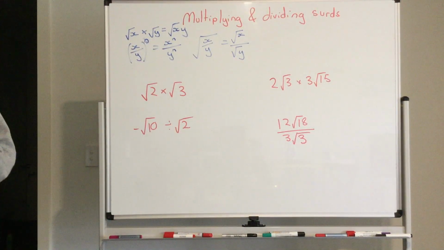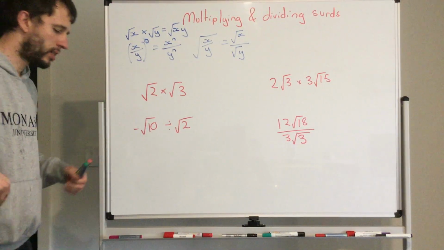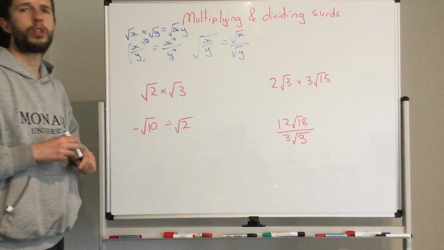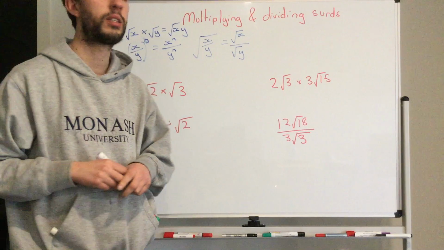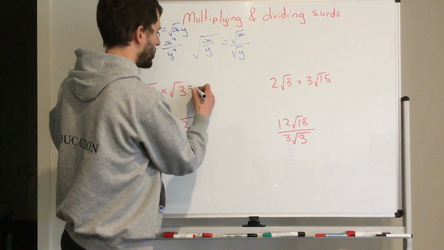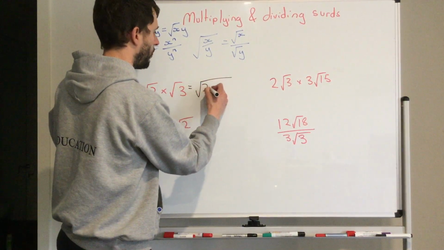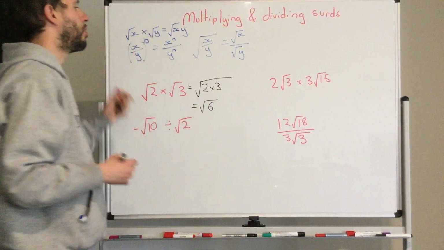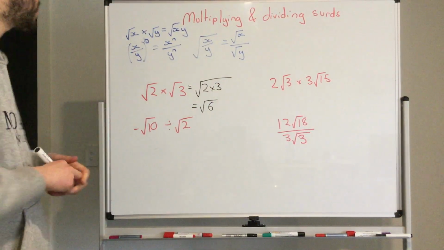So let's have a go at doing some of these equations. So we've got the square root of 2 times the square root of 6. So that is the same as me saying the square root of 2 times 3, which is the square root of 6, because 2 times 3 equals 6.